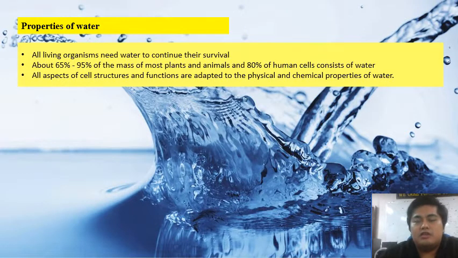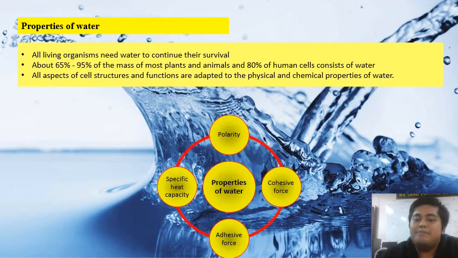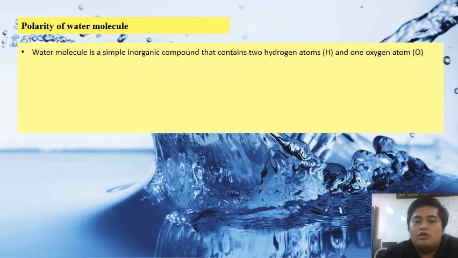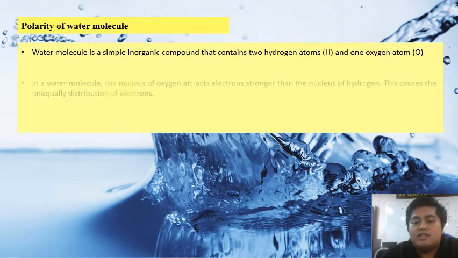So, sebenarnya properties of water ni ada banyak. Tapi untuk level kita, level form 4, kita hanya akan belajar 4 sahaja, iaitu polarity, cohesive force, adhesive force and specific heat capacity. So, start with polarity of water molecule. So, water molecule is a simple inorganic compound that contain 2 hydrogen atom and 1 oxygen atom.